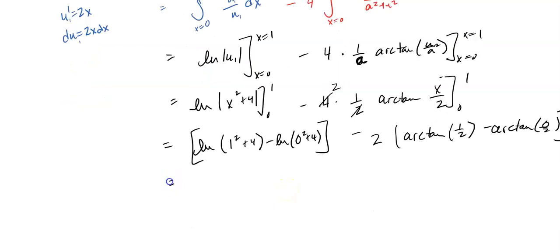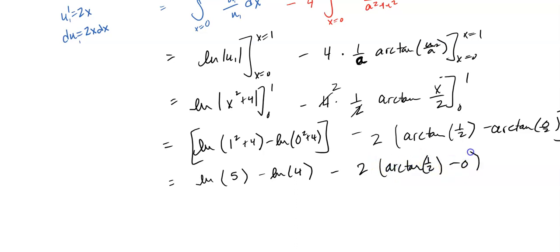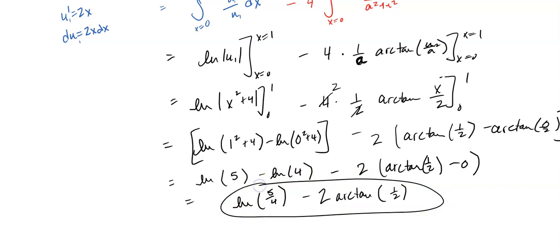So here I can reduce these. This will be the natural log of 5 minus the natural log of 4. Neither one of them have a nice pretty decimal answer. And here we'll have the arctangent of 1/2 minus 0 because the arctangent of 0 is 0. So I'll collapse these logarithms just to clean this up a little bit. And of course the 0 is going to go away. So I end up with the natural log of 5/4 minus 2 times the arctangent of 1/2. Neither one of these have nice, clean, exact values, so we're just going to leave them as they are.